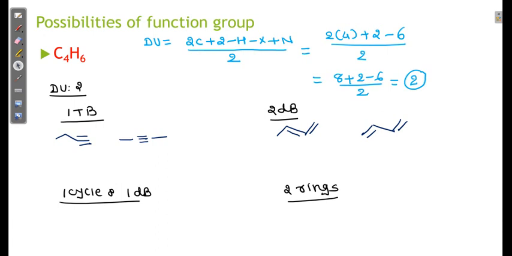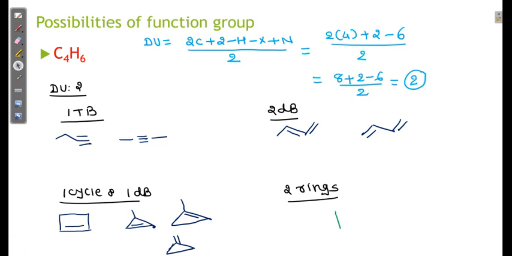Now we come to 1 cycle, 1 double bond. So we will take 4 carbons. This is 1 cycle, 1 double bond. Then we will take 3 carbons. This is also possible because this is not an carbon. That also has a different DU. This is also different. Then this is also different, I think. Okay, I don't think there are more possibilities than that. If you have any, you can write in my comment. I will check it also, because these are the possible ways.